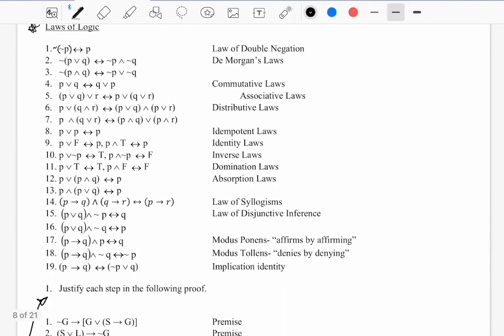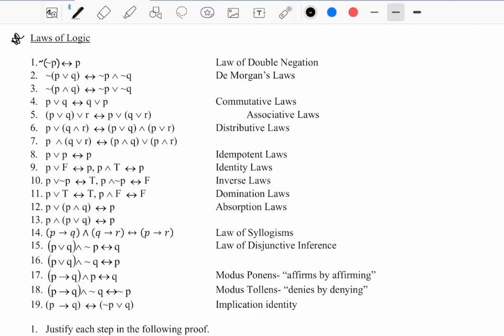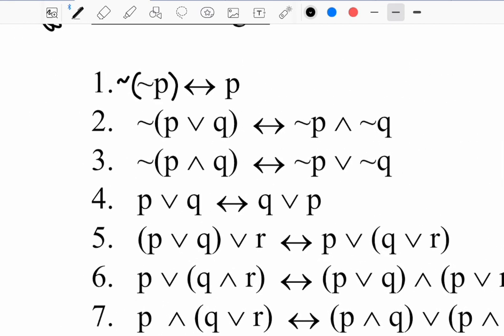So we have laws of logic. The law of double negation, that was the one I told you there was a little edit in. It should have been not P. It's basically negating a negative, so two negatives make a positive. What's the rule for a tautology? The rule is that it doesn't matter. It's always going to be true.